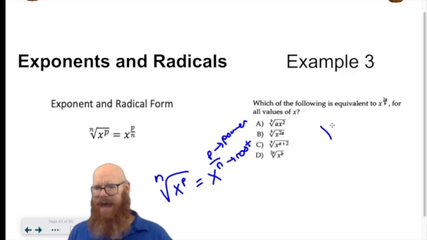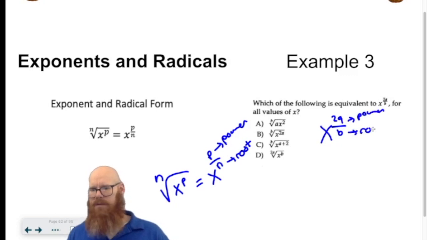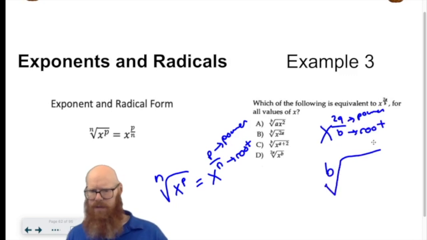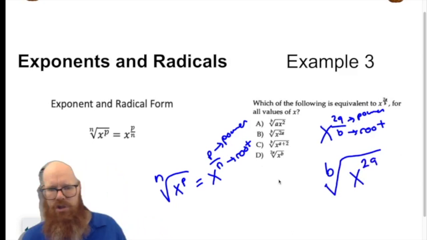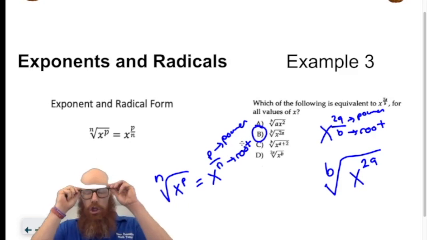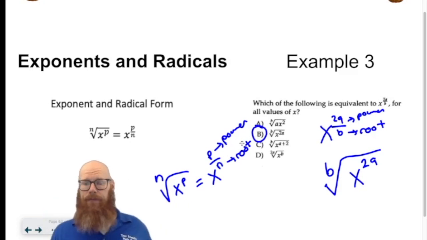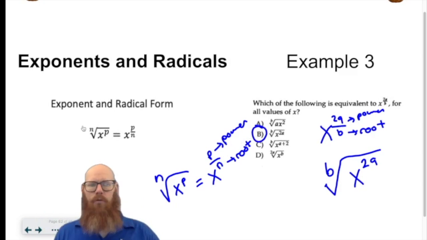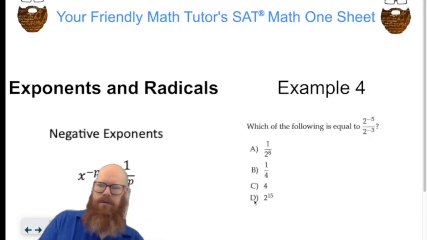So when they have x to the 2a over b, 2a is the power and b is the root. That means we're taking the bth root, that's a weird thing to say, of x to the 2a power. All right, so that looks like it is simply just answer choice B. So you're just going to have to know how to switch back and forth between the radical form and the exponential form. All right, let's take a look at our last example on negative exponents.